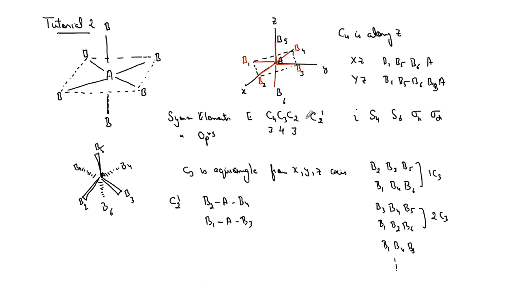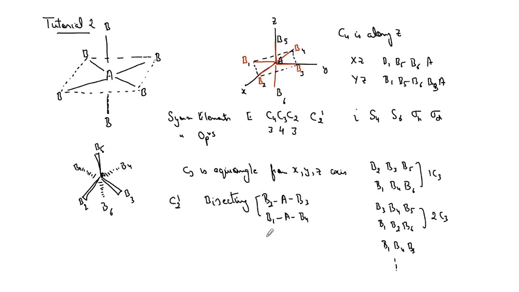So C2 primes, let us list them down. So not these ones, because these ones are actually these C2s which are collinear with C4. So we are not talking about these ones. Let's see. So you have C2 primes which are now in between the bonds. So which are the six C2 primes? So you can see that it is B2 A B3, bisecting this angle. Then at the same time, this will also be bisecting B1 A B4, okay, and it will be flipping B5 to B6. Okay, so this is one.